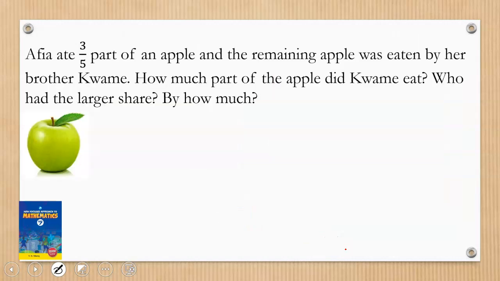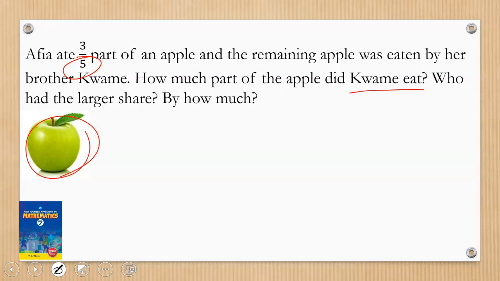If she ate 3/5 part of an apple, and the remaining apple was eaten by her brother Kwame, how much part of the apple did Kwame eat? And who had a larger share? By how much?